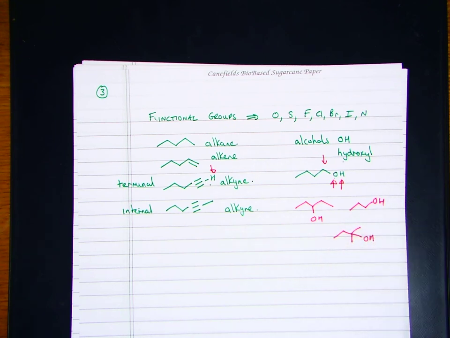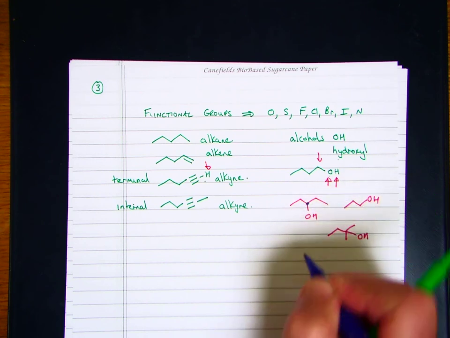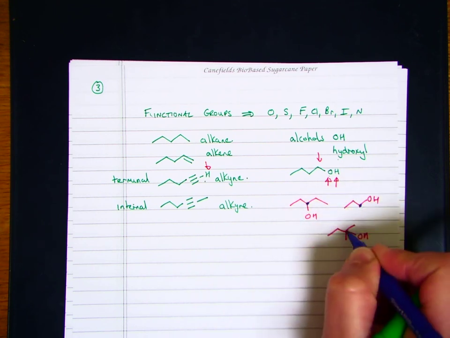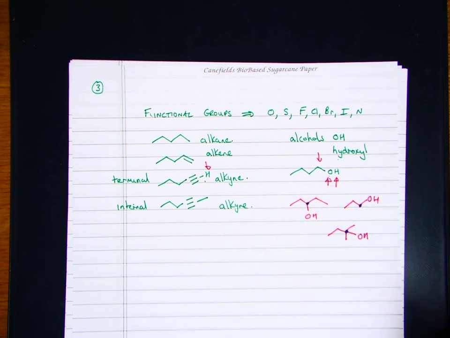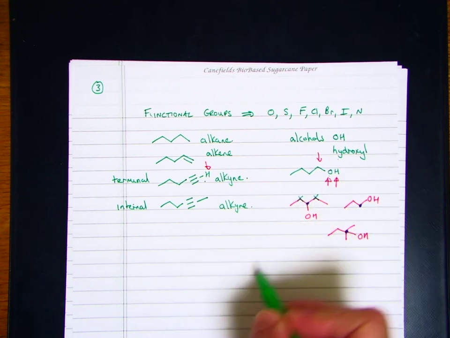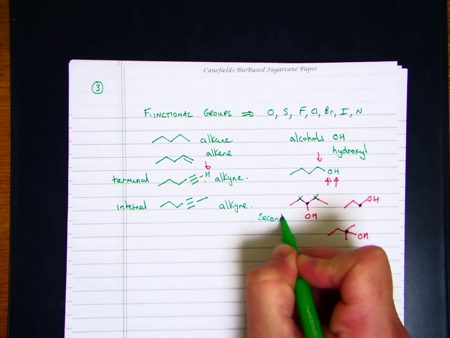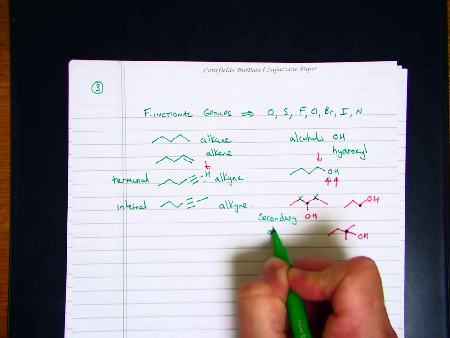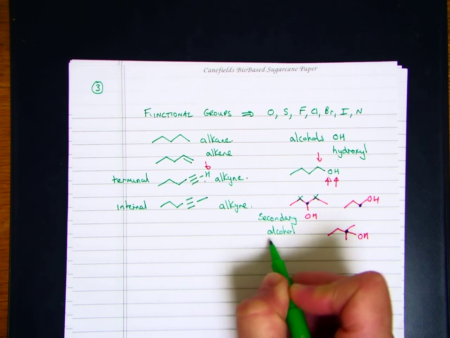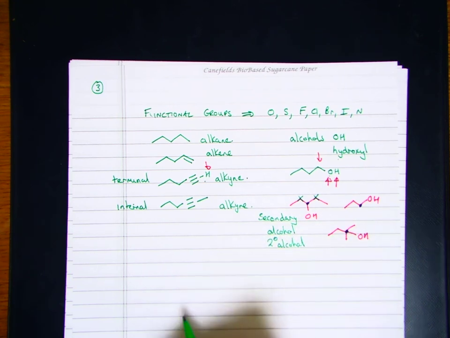And I'm drawing the three examples here. Now, if you look closely, we know that there's a carbon attached to every oxygen, as indicated by the blue dot. But then we have to count the carbons attached to the blue dot. Here, this is 2 carbons, so this is said to be a secondary alcohol, which is often abbreviated with the 2 superscript.